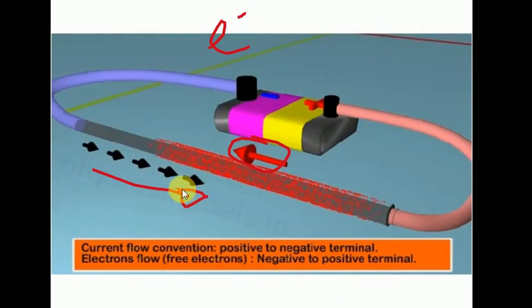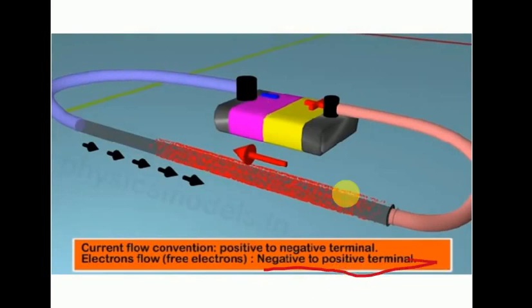Whereas the electricity connection will be like this. We have written a note here: current flow convention, positive to negative terminal. So how does current flow? Current flows from the positive to the negative terminal. Whereas how will the electrons flow? Negative to positive terminal. From the negative terminal to the positive terminal, there will be flow of electrons.